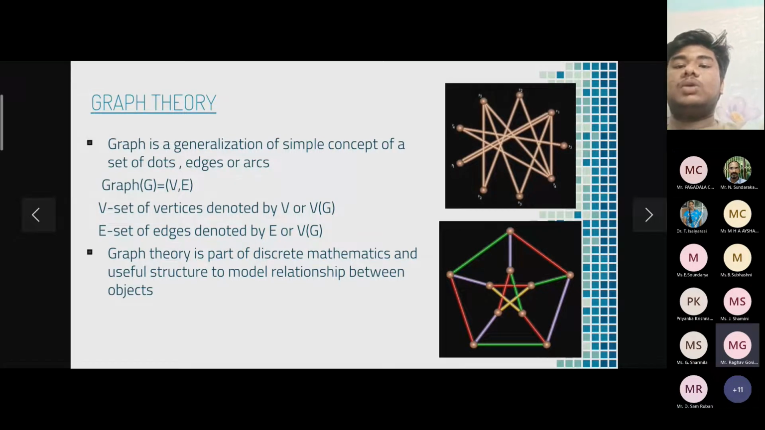Graph theory is a part of descriptive mathematics and a useful structure to model relationships between objects. The points where two lines are connected, the lines are called edges, and the points which connect two lines are called vertices.